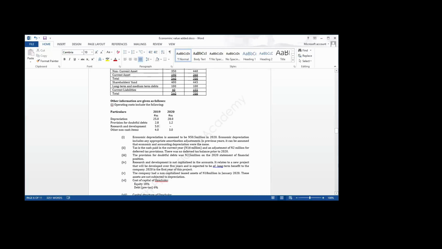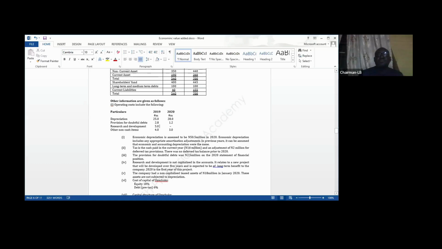When you have research and development, we are going to capitalize it. When we say capitalize, you are going to spread the cost over the number of years benefit will be derived. The company had a non-capitalized lease in 2020, 18 million. These are not subject to depreciation.